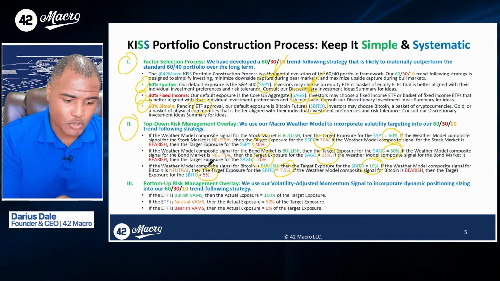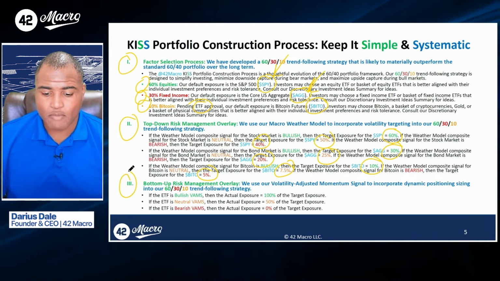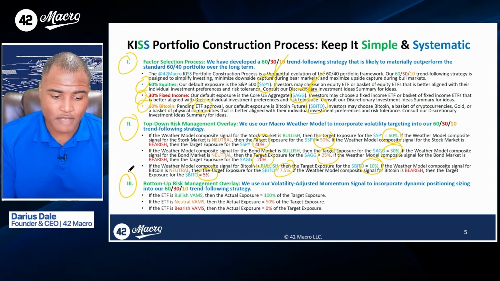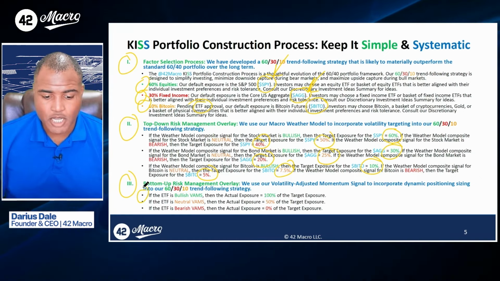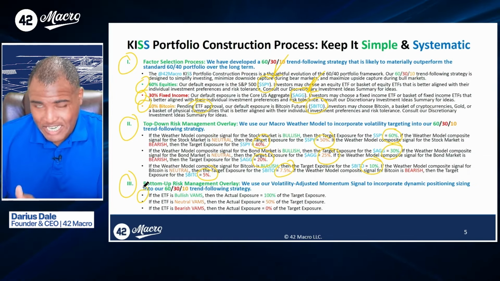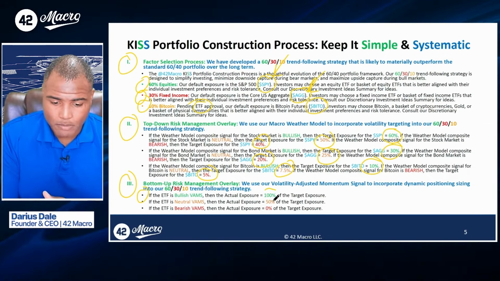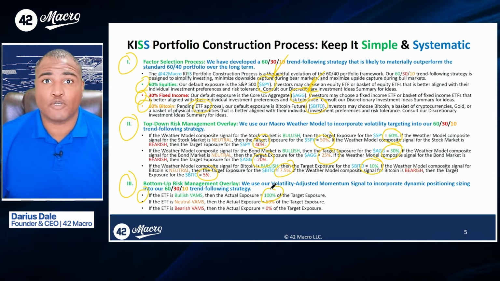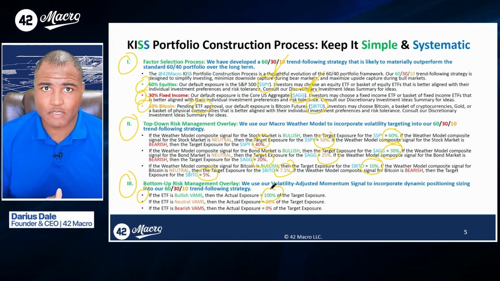And then transitioning to our bottom-up risk management overlay, we use our volatility adjusted momentum signal to infuse dynamic position sizing into our 60-30-10 trend following strategy. So if the ETF is bullish from the perspective of our volatility adjusted momentum signal, then the actual exposure, the dynamic position sizing, will equal 100% of the target exposure, whatever the target exposure may be, according to that top-down risk management overlay.